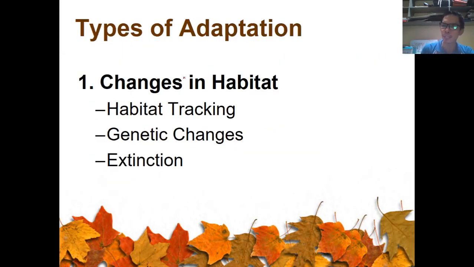Now, there are several types of adaptations that we have right here. One is changes in habitat. If the environment changes, the tendency of the organism is to find another habitat or adapt to those changes so that it will survive, or else it is likely to become extinct. If they are able to adapt, there will be genetic changes in the body of the organism. Therefore, a new group of organisms will give rise in the long run.